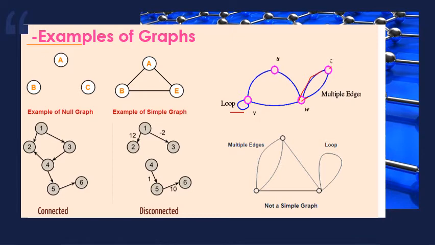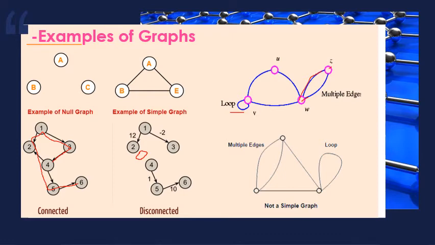Next, the connected graph. For a graph to be connected, all the vertices must have edges connecting them, so there is a line connecting them. So this is a connected graph. If there is a gap between the vertices, meaning some vertices are not joined, for example in this part there is no connection, then this is a disconnected graph.